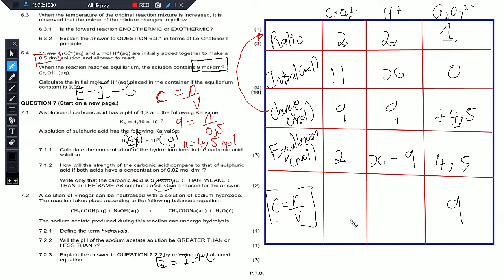But then remember, getting to this point, we must divide the number of moles by the volume here. So it's 2 divided by what? 0.5, which will give us 4. And then here we have X minus 9 divided by 0.5, which if you do that, is supposed to give you 2x minus 18, right? So you can quickly do that.